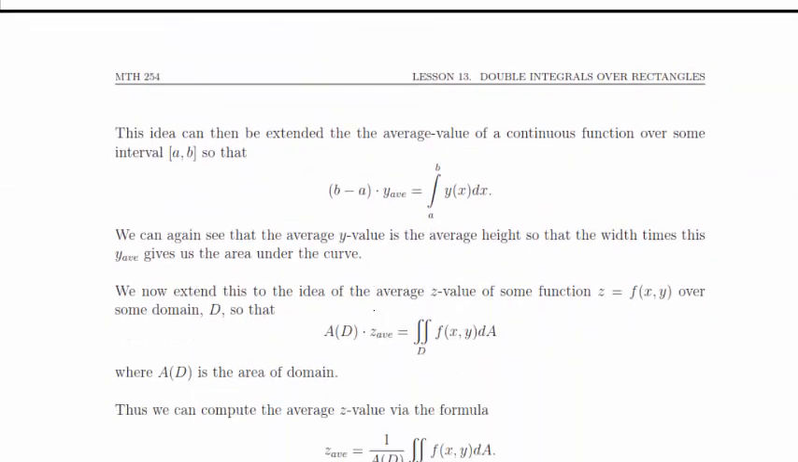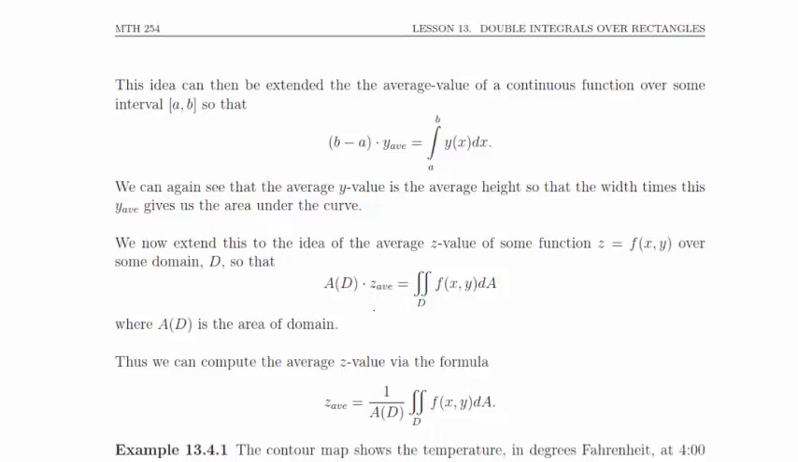So this idea can then be extended that the average value of a continuous function over some interval a to b gives us that the total width of the interval, b minus a, times the average value equals the integral from a to b of y of x dx. That is the total area under the curve, right? This area equals the integral from a, if this is a and this is b, the integral from a to b of y of x dx, where y of x is this line here. So that's just all of these heights added together with infinitesimal widths.